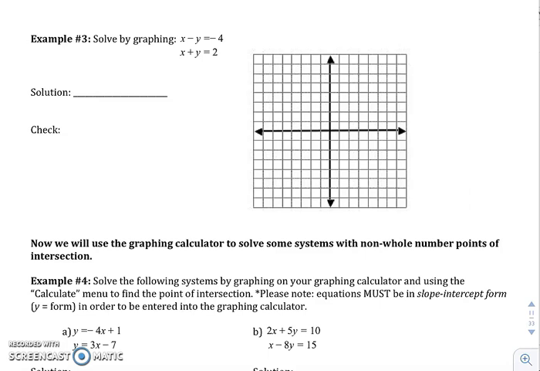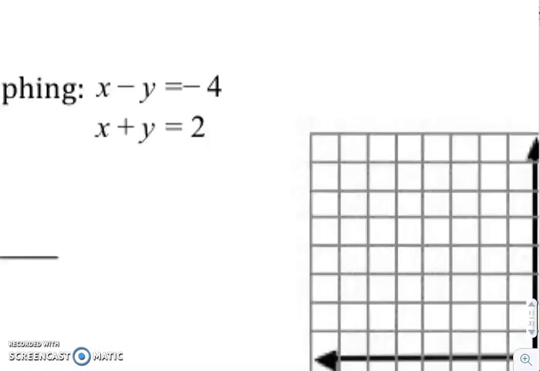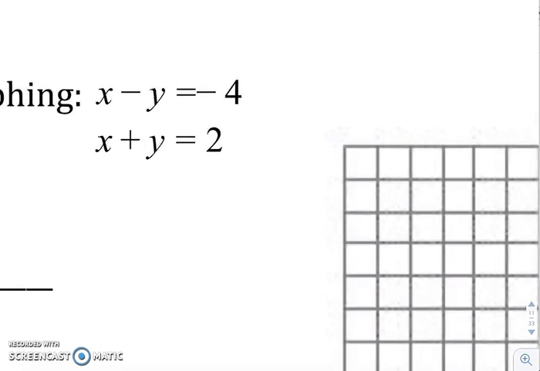So example 3 is the same thing. We're going to solve this system of equations by graphing. So we can't graph a line until we have it in slope-intercept form. So we've got to solve both of these equations for y. So let's just do one at a time. So I'm going to come over and do this first one, or the top one first.